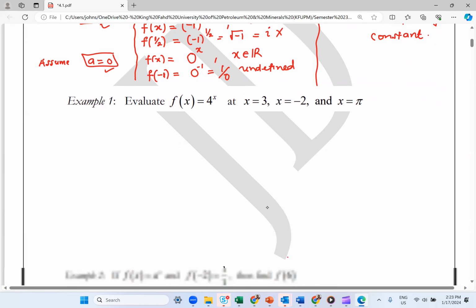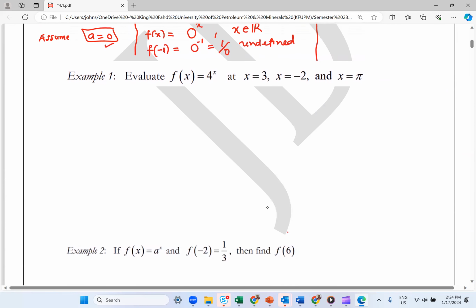All right, so example 1 is just a simple evaluation. You have f of x equal to 4 to the power x, and we want to evaluate this. First, evaluate f of x at 3. f of 3 is just 4 to the power 3, which is 64.